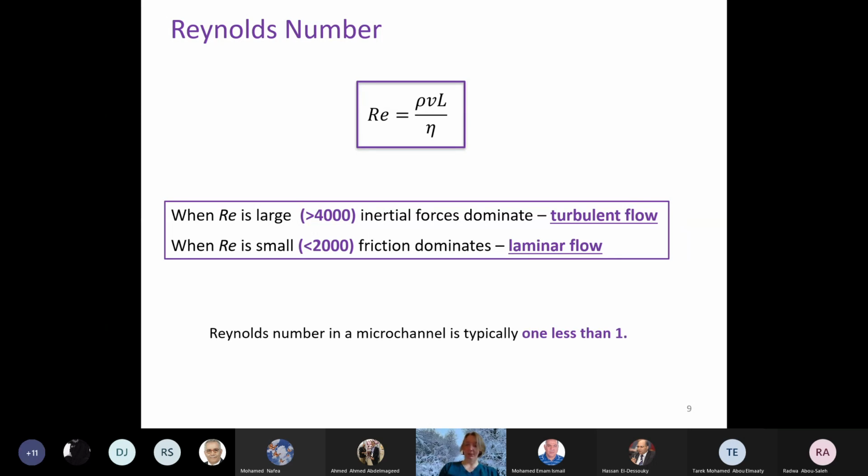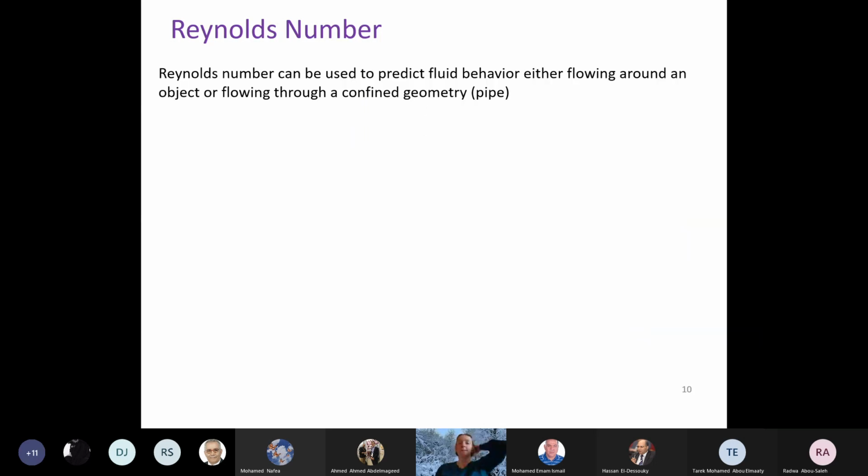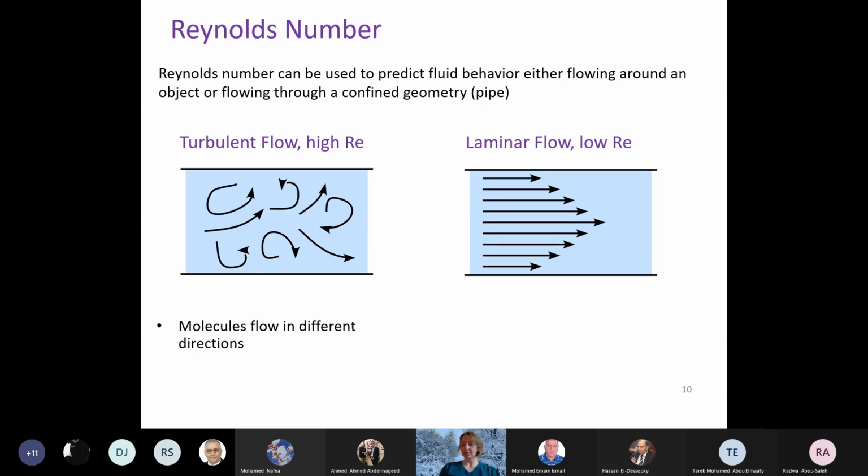But just to put that into perspective, the Reynolds number for a typical microchannel is usually less than 1. So we're very much in the laminar flow regime in microfluidics. So we can predict fluid behavior in a pipe or a microchannel using that Reynolds number.